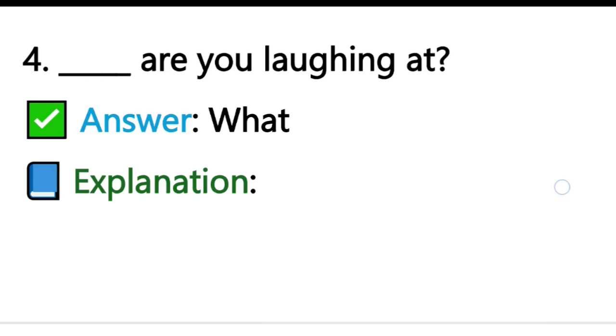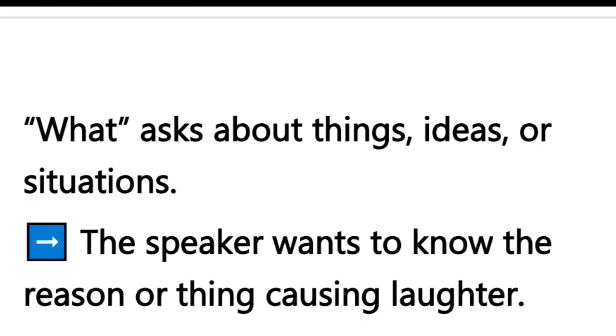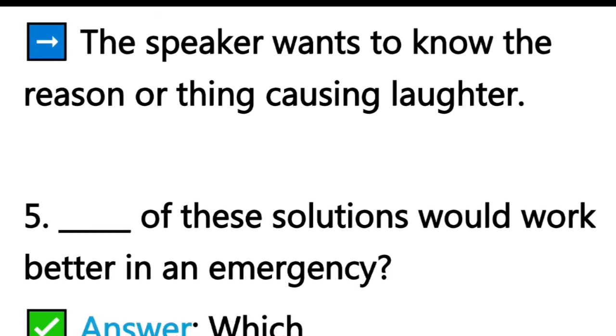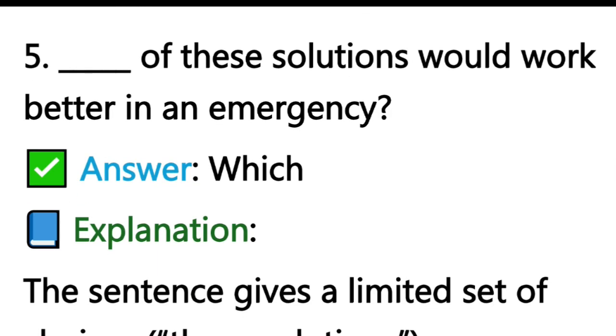Question 4. Dash are you laughing at? Answer will be what. What are you laughing at? We have used what because choices are unlimited. What asks questions about things, ideas, or situations. The speaker wants to know the reason or thing causing laughter. The reason can be anything behind the laughter.